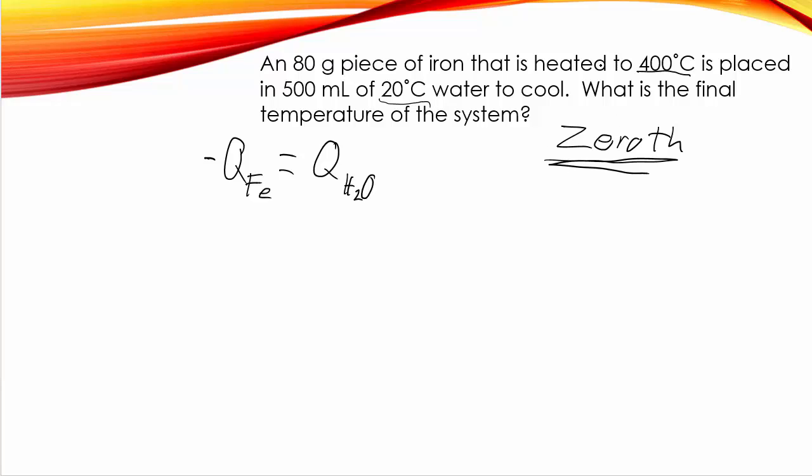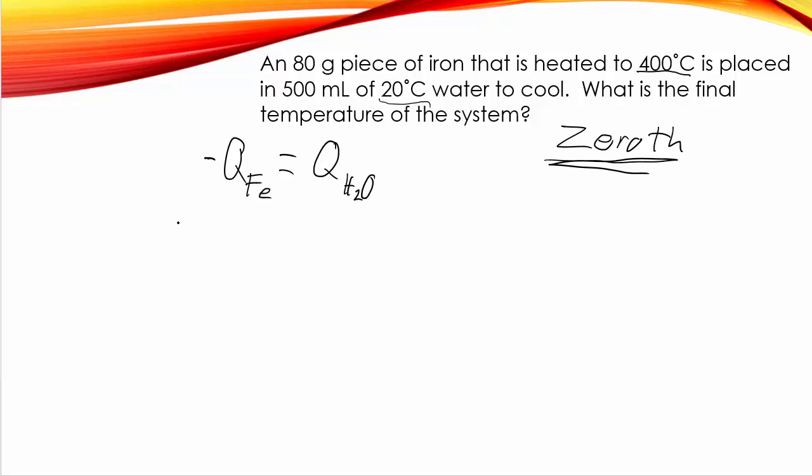So given enough time, objects that are in thermal contact with each other will always end up at the same temperature. But it's not just going to be halfway in between, because it depends on how much of each object you have, the mass of each object. It also depends on the material, because the specific heat changes. So we have to plug in our specific heat equations for this.